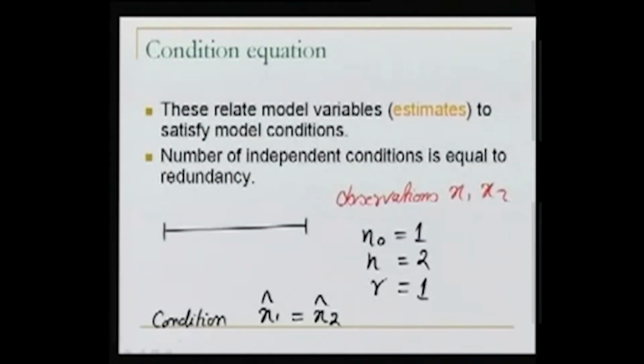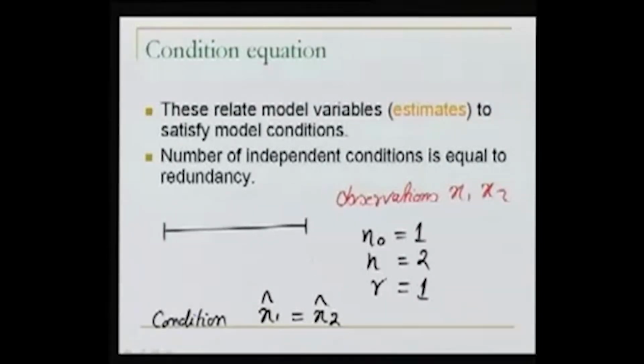Now, in the case of the condition equation method, it tries to frame conditions on the observations that we have carried out. It doesn't take the parameters of the model into account. Parameters means the desired things. For example, if you are observing the length of a line, as you can see here, and we want to observe its length, the parameter is x hat. That's the desired thing that we want to determine. So we don't take this into account, rather we frame our condition equations using the observations.